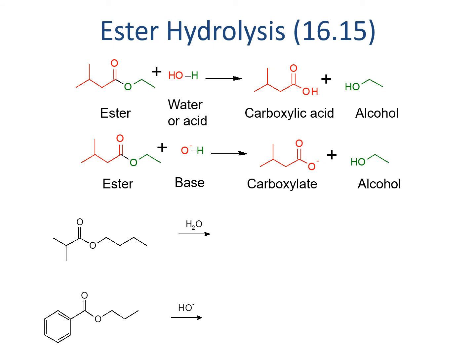Just as esters can be formed from carboxylic acids and alcohols, they can be broken back down into those pieces by adding water. These reactions are slow without enzymes or acid or base to catalyze them. Look at the top reaction, which occurs in either water or acid, and compare it to the bottom reaction that occurs in base. What's different? Because carboxylic acids are acidic, if they form in base, they're quickly converted to the carboxylate. Otherwise, these reactions are identical, the top and bottom.